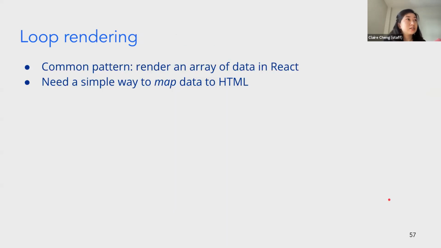Okay. So now let's talk a little bit about how you would render arrays of data. This is something you might want to do pretty often if you're rendering a list of posts or a list of users or things like that. Because in React, we can't just take a JavaScript object and render it on the page. React doesn't really understand that. We want to map it into human readable HTML. So how do we do that?